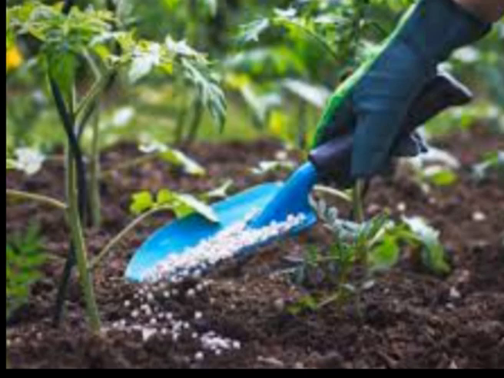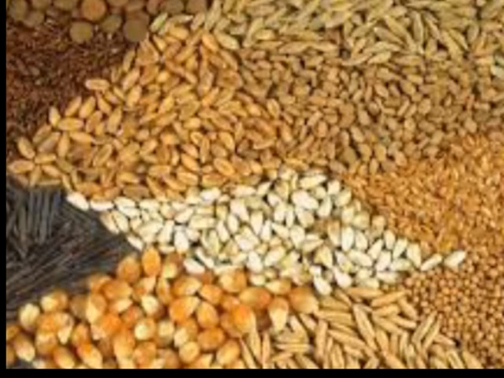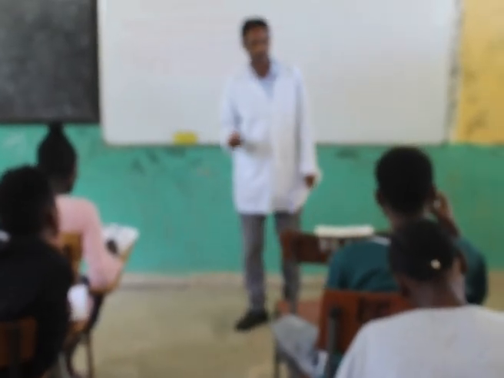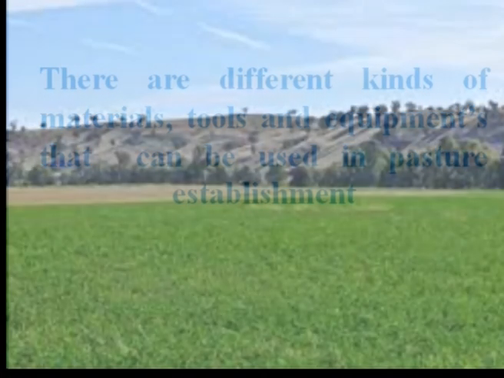During any pasture establishment activity, the suitable materials, tools, and equipment should be identified and available. After identifying all the required materials, now the operation and maintenance system checks the present condition of tools, and improves or maintains them if necessary. There are different kinds of materials, tools, and equipment that can be used in pasture establishment.